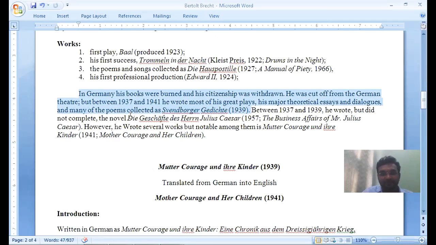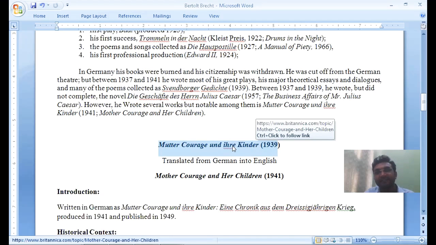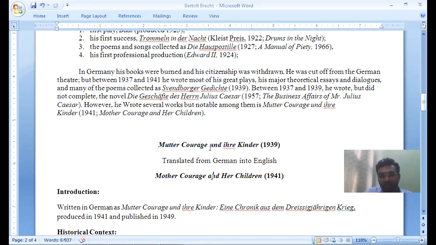Among them, this is a play, a theater performance. Basically, it's in the title Mother Courage and Her Children. Her means her, and you will find most of the word pronunciations familiar with English words, but some words have different meaning. Mother Courage, and most of the time you will find similar because it's also Roman script. It was translated in English.